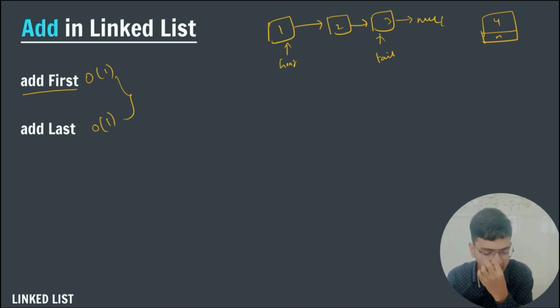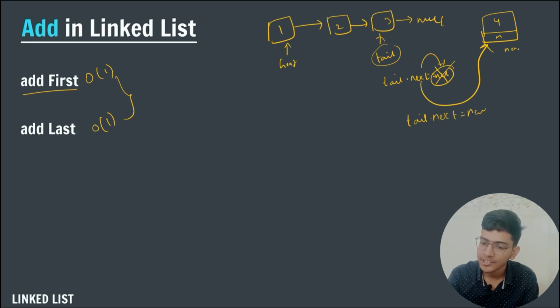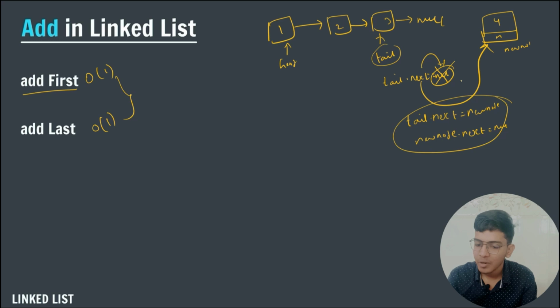Now let us see how we can add our new node to my tail. This is my tail. You can observe that tail dot next is pointing to null. In the place of null, if I change this next to this particular element, that is, tail dot next will point to my new node, and this new node will point to null, that is, new node dot next will point to null. By performing these 2 steps, we can add my new node at the last of my linked list.